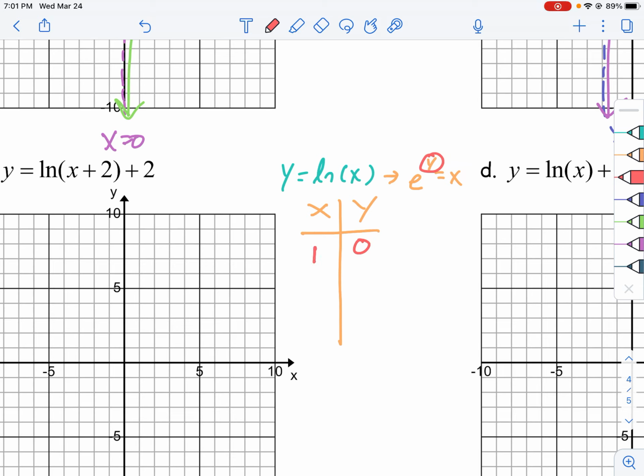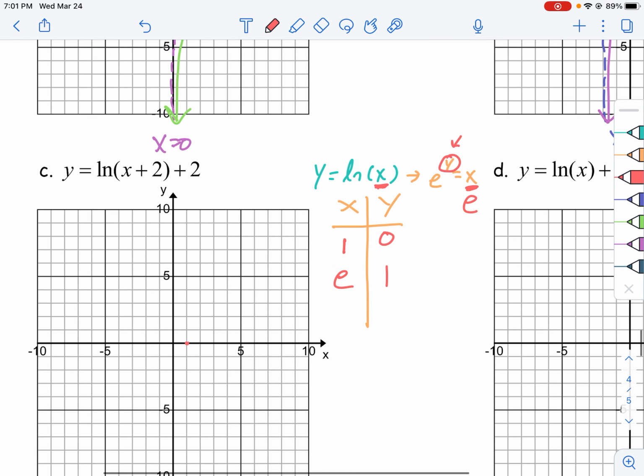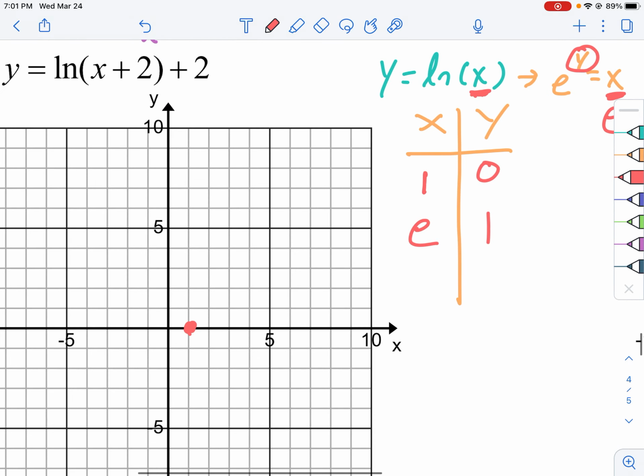The next easiest point is to plug into this original equation or into the changed exponential form. Into the x, you would plug e, right? So we're going to plug in an e. When we plug in an e, what's the y value that we have to use to get that? We get out 1. So we go 1, 0 as always. And then we're going to go e and then up 1. So e is 2.7. So like right here and then up 1 puts us right about there.